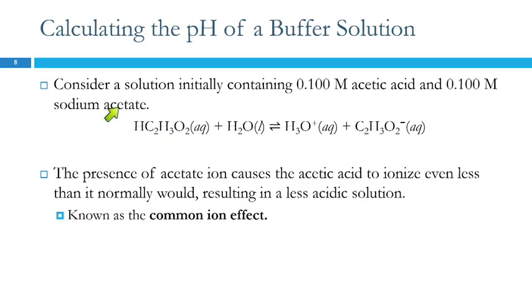This ion that we're adding, the acetate, is common to the acid ionization equation. It's one of the species. So we're adding one of these species, and that's going to affect equilibrium. The ions are in common, and so that's called the common ion effect. So if I have this equilibrium and I add a common ion, it's going to affect the equilibrium, right? Le Chatelier's principle.